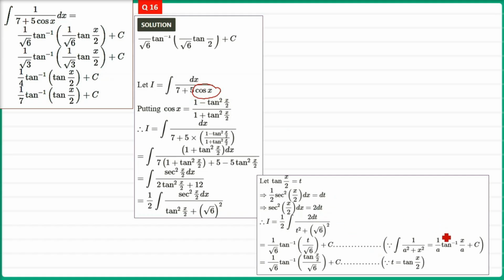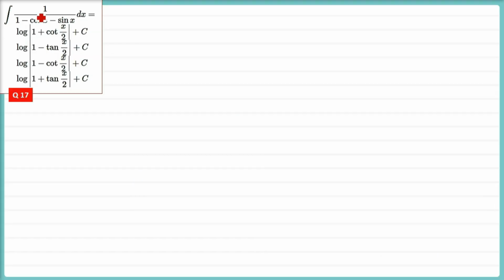First, cos x is converted to (1 minus tan square x by 2) over (1 plus tan square x by 2). Then apply the integration, using t equals tan x by 2. All these are 1, 1, 1 marks; you can imagine that this is how the marks of a question are evaluated. Next one is 1 by 1 minus cos x minus sin x.